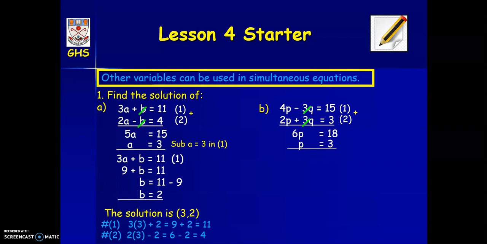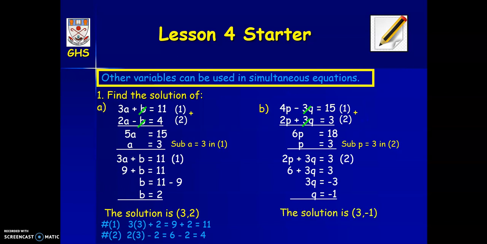Now substitute that into one of the original equations to work out the value of q. In this case, I'm going to choose equation 2 because I think that one looks easiest. So 2p plus 3q equals 3 becomes 6 plus 3q equals 3. We take the 6 over and we get 3 subtract 6, which is negative 3. So if 3q equals negative 3, then q equals negative 1. So when we have letters other than x and y, we just put them in alphabetical order. So p would be first and then q second, so the solution would be 3, negative 1.